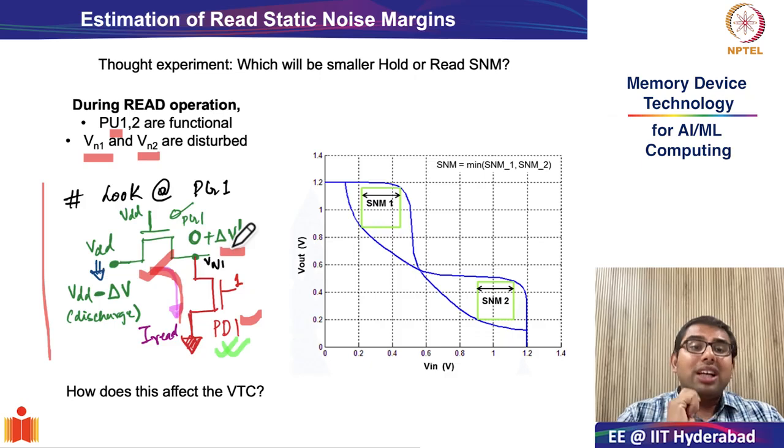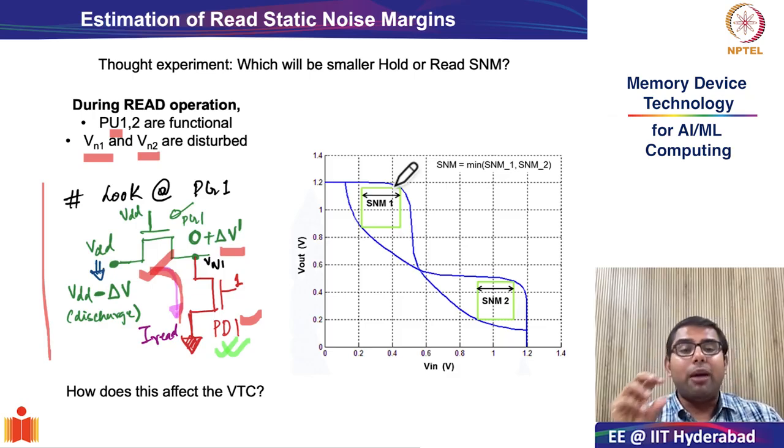So how does this disturbance delta V dash, which is imposed on VN1, affect your VTC characteristics? Why are we interested in the VTC characteristics? Because remember, if we can accurately find out the VTC characteristics, by looking at the size of the smallest nested square which can fit inside the loop, we shall be able to calculate the static noise margin.